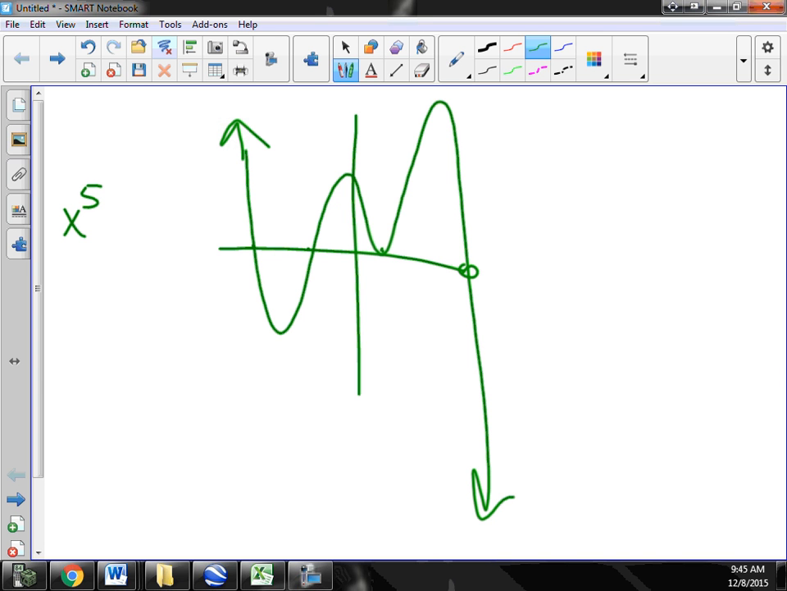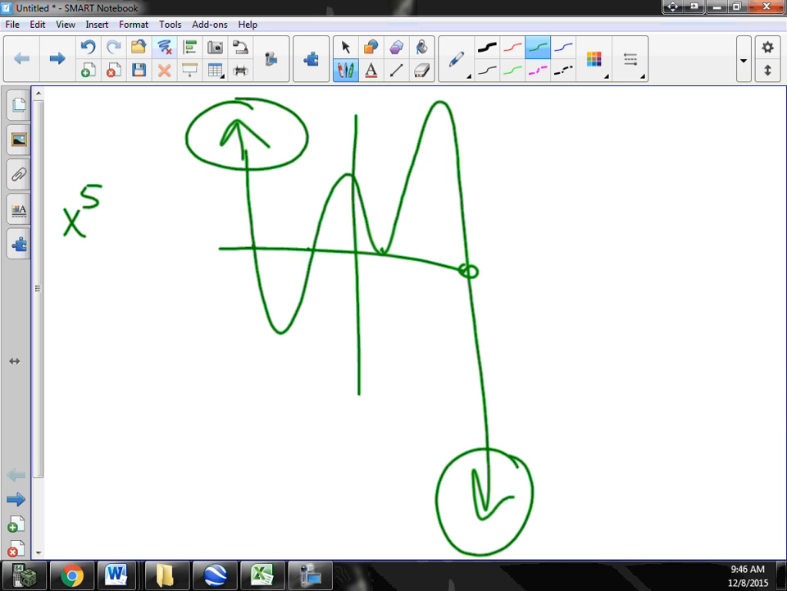Well, if the end behavior is different, if one goes up and the other goes down, what do you know about the polynomial? The degree is odd. If the degree is even, then the two end behaviors are the same. It's either up, up, or down, down.